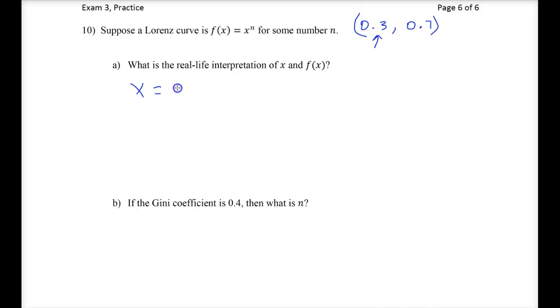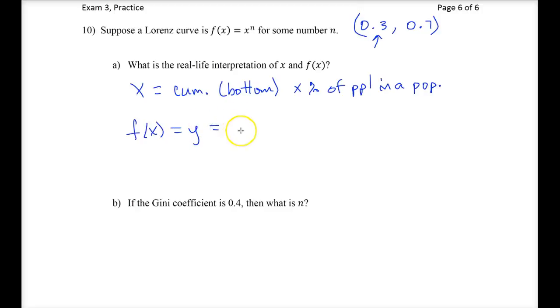So X here is the cumulative, or you can say bottom, X percent of people in a, let's say, population, and f of x, which is y, is going to be the percentage of total income received. So that's like the simplest way to put it.